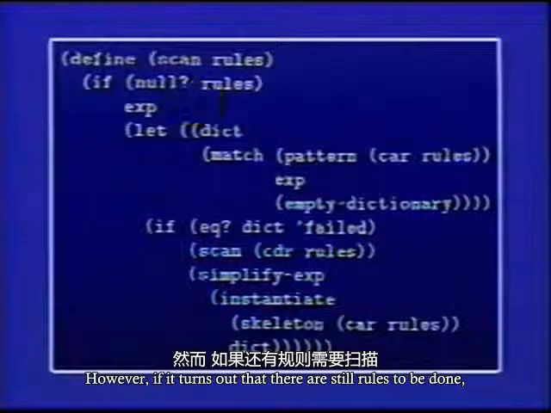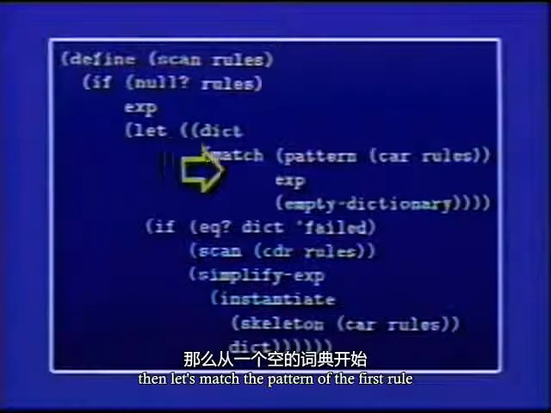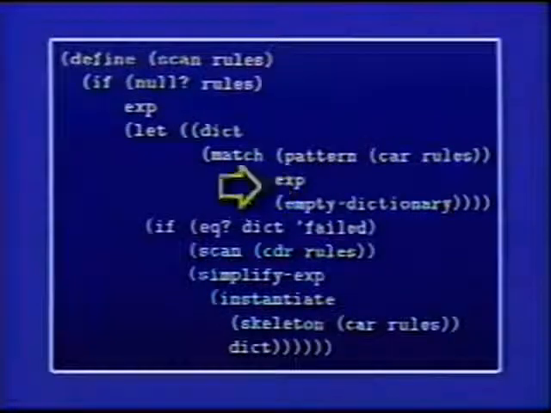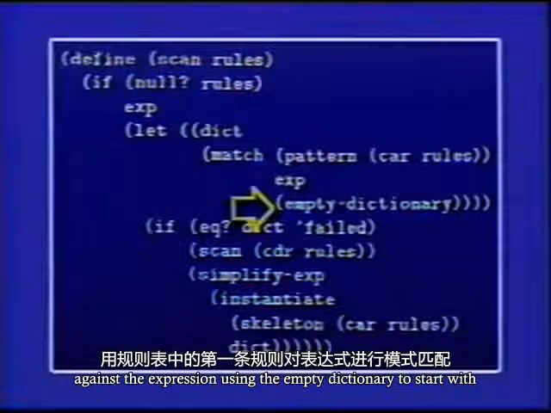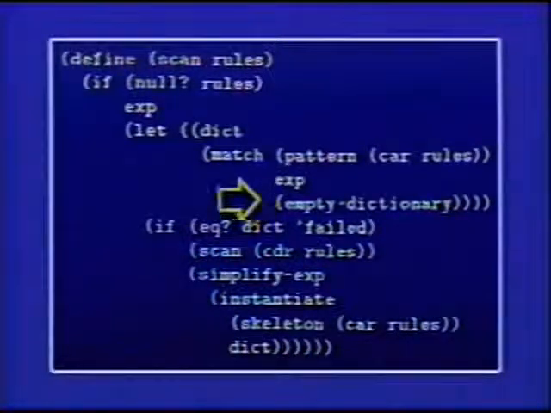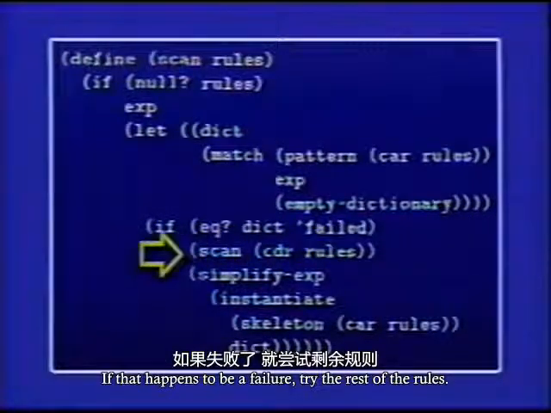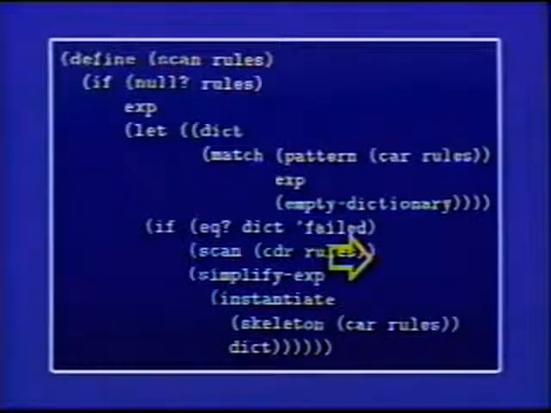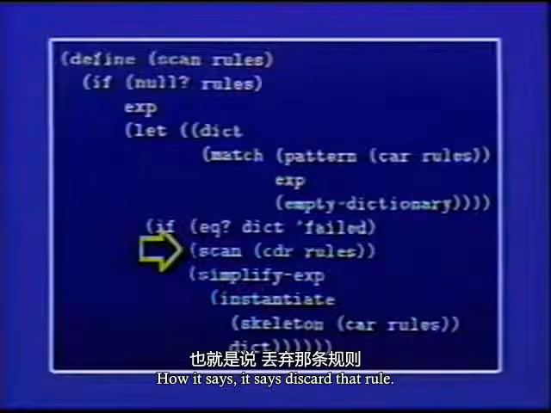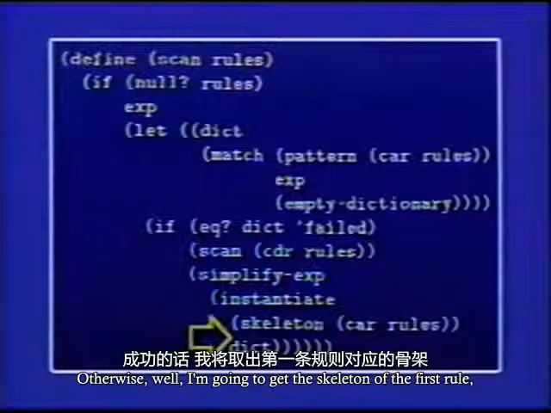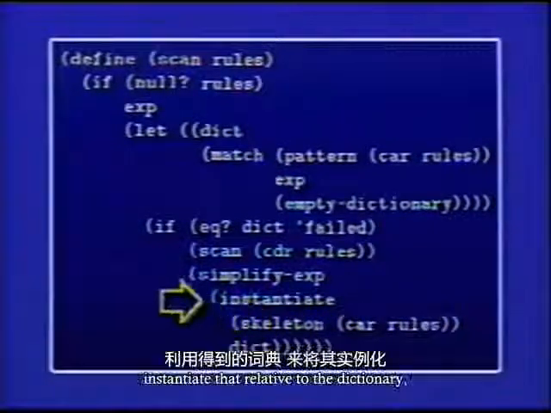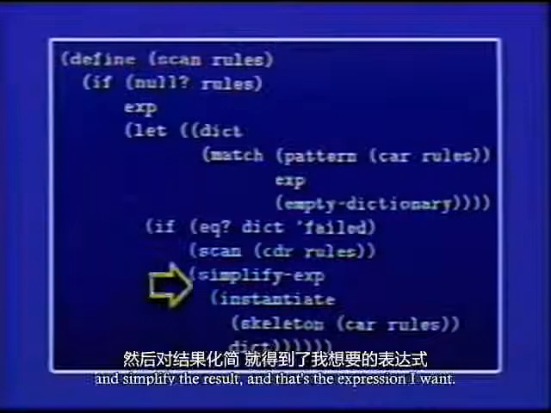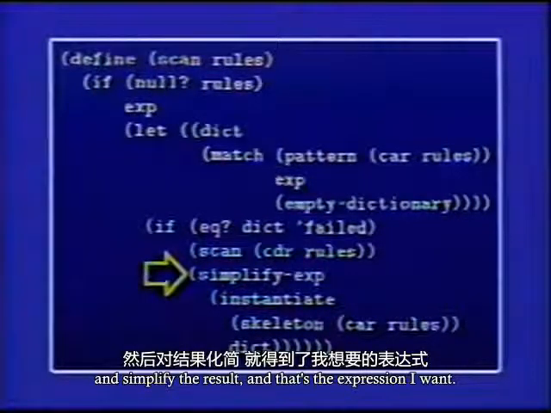However, if it turns out that there are still rules to be done, then let's match the pattern of the first rule against the expression using the empty dictionary to start with, and use that as the dictionary. If that happens to be a failure, try the rest of the rules. That's all it says here. It says discard that rule. Otherwise, I'm going to get the skeleton of the first rule, instantiate that relative to the dictionary, and simplify the result, and that's the expression I want.